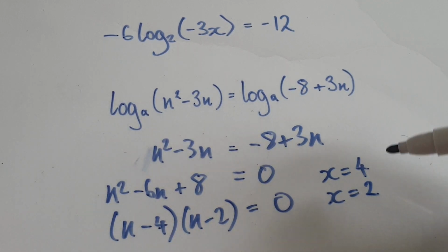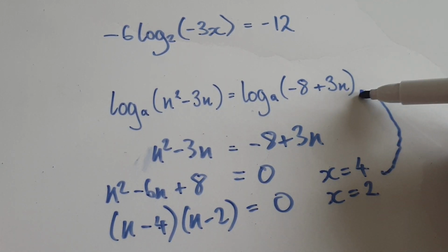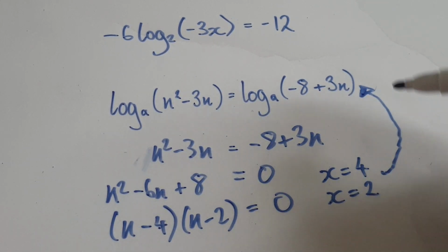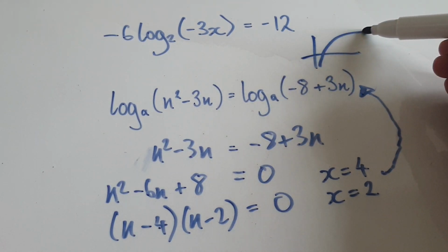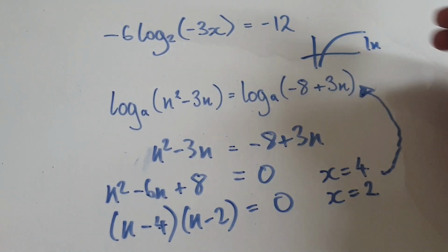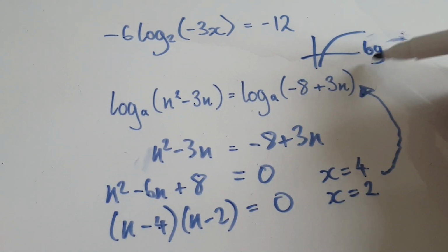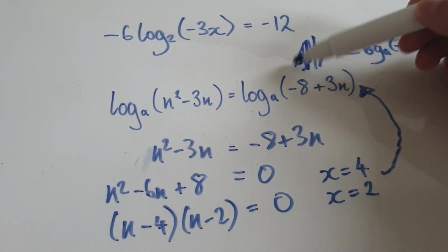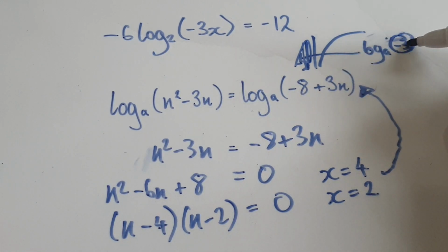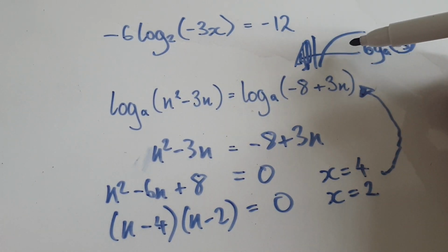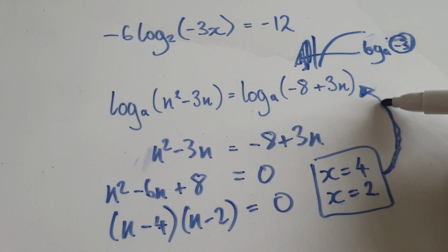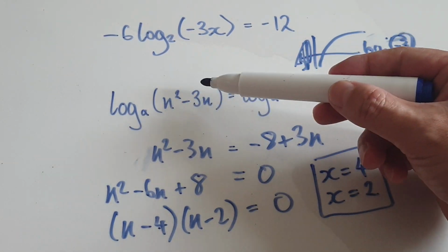But then you have to go back to here and make sure that everything makes sense, because you're not allowed to log a negative number. Remember the log graph looks like this. And if I were to ask you what is log base A of a negative number, negative 3 here, it makes no sense. This thing here has to be strictly greater than 0 in order for it to make sense. So even though the answer is 4 and 2, you have to go back to here and make sure you're not logging a negative number.